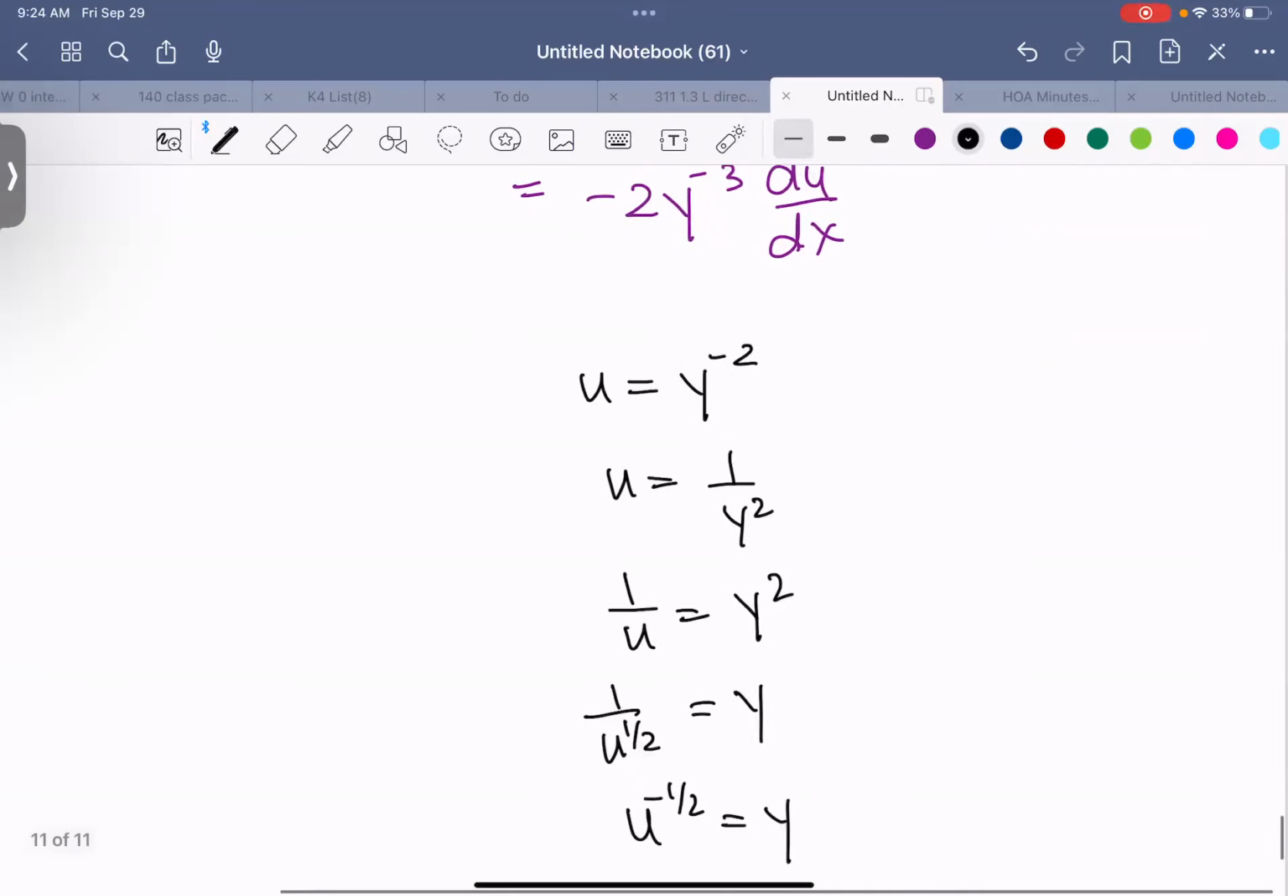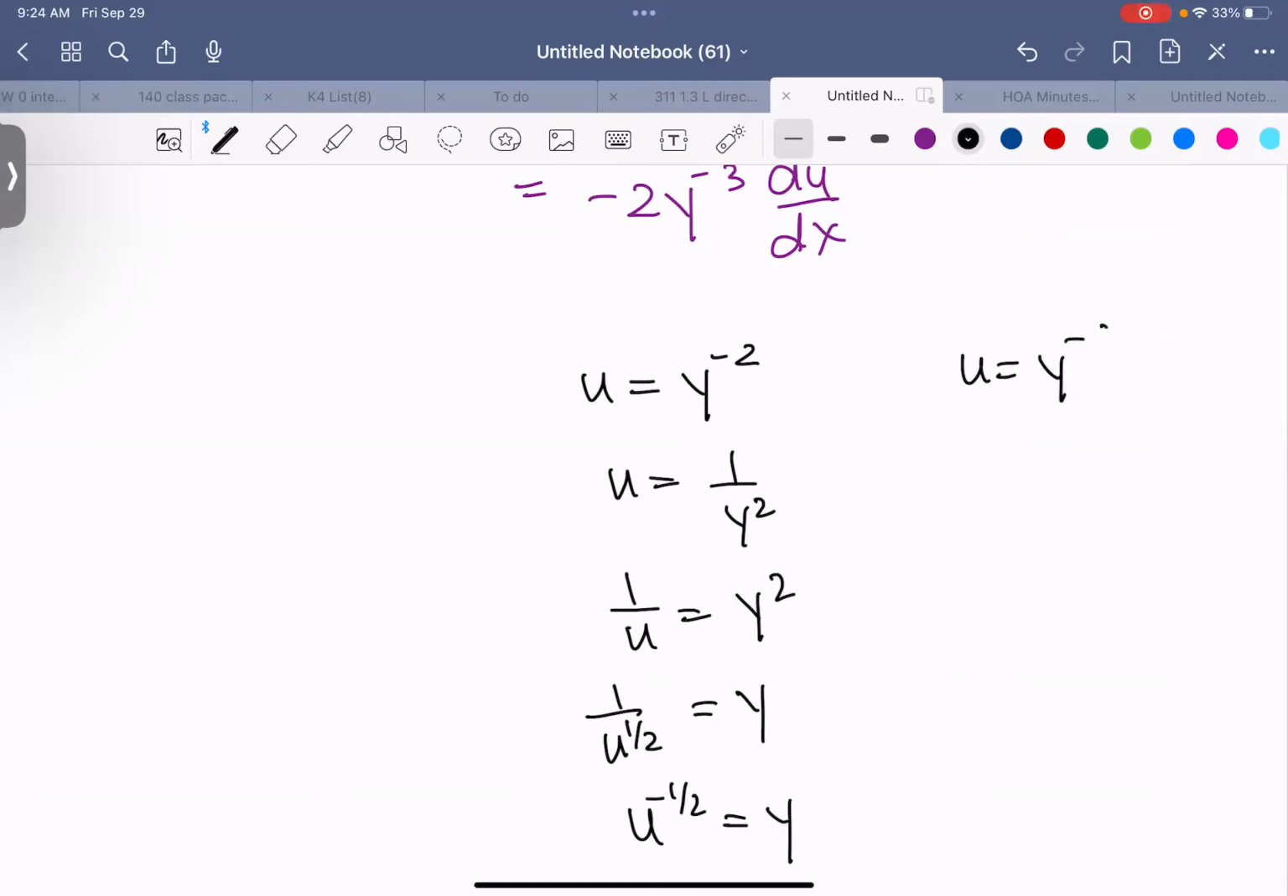The other way to think of it is this way. So I had u equals y to the negative 2. I've got to raise both sides to some power in order to make this a y, right? So what number times negative 2 will give me that? Well, negative 1/2, if I multiply it on both sides, will reduce down to 1. And so I end up with u to the negative 1/2. Okay, so watch out for that.